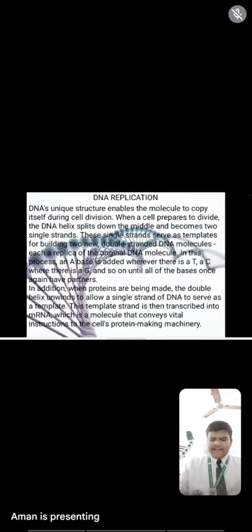DNA replication. DNA's unique structure enables the molecule to copy itself during cell division. When a cell prepares to divide, the DNA helix splits down the middle and becomes two single strands. These single strands serve as templates for building two new double-stranded DNA molecules, each a replica of the original DNA molecule. In this process, an A base is added wherever there is a T, and a C where there is a G, and so on until all the bases once again have partners.